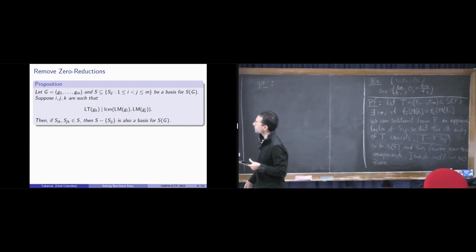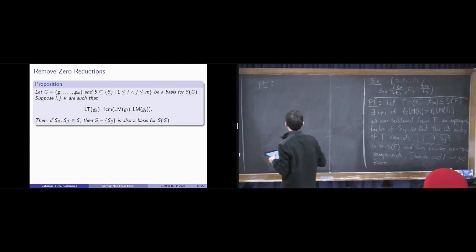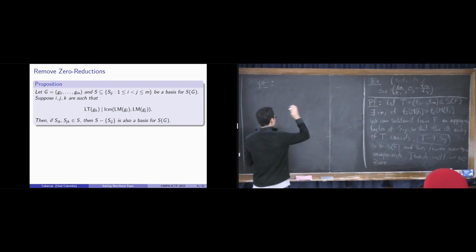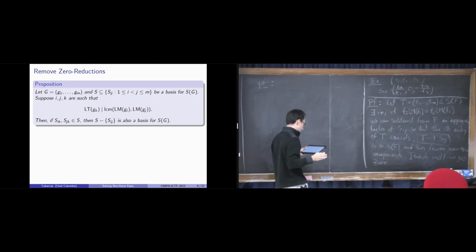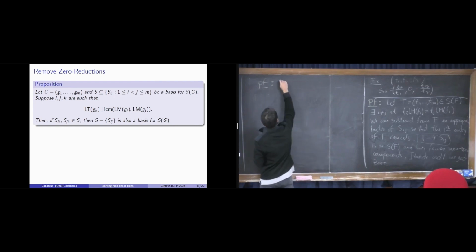So as I said, what I want is to express Sij in terms of Sik and Sjk. If I do that, then it is redundant. I don't need it. Okay. So again, I'm going to assume that everything is monic, so that things are simpler to write. So let's assume polynomials are monic.